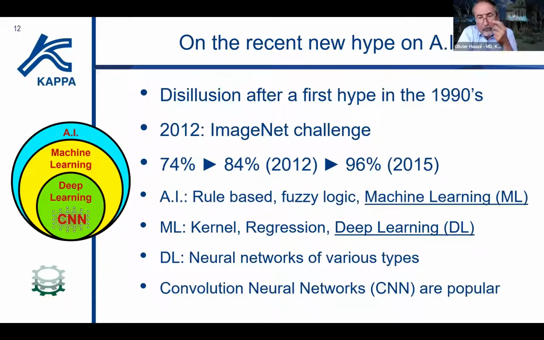But after the disillusion of the early 90s, there was this challenge in 2012, 8 years ago, where essentially a bunch of bitmaps and photographs were released, and the challenge was to have AI systems that would rightly identify what it was about. At this time, the best score was around 74%, and very quickly it got to 84%, and a couple of years later to 96% in terms of success rate. And this is where basically the new hype started.